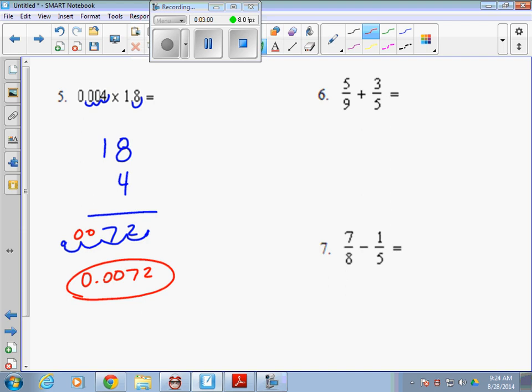Number 6 and 7 are adding and subtracting with denominators that are not common. 9 and 5 is not the same. 8 and 5 is not the same. So you need to find the smallest number that they both go into. Remember, you can always multiply 9 times 5 and get the number 45 to start there. There may be one that's smaller. Sometimes there is, but that's an easy place for most people to start.